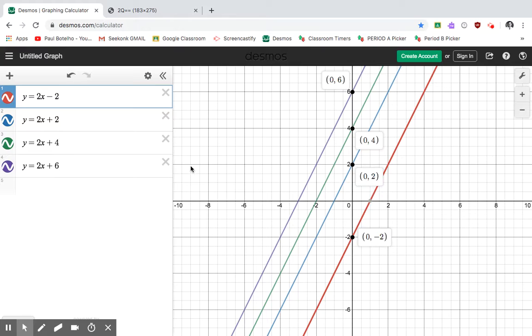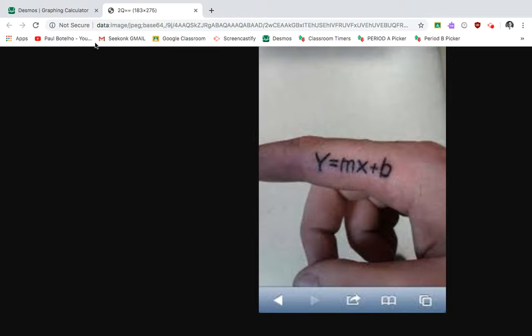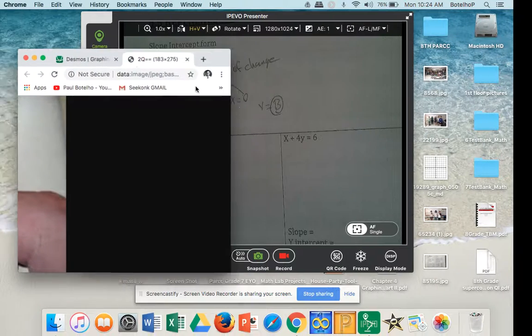What's another characteristic of all these lines that you could say is true? Hopefully you notice that they're parallel to each other. Why? Because the slopes are the same: 2, 2, 2, and 2, and you get parallel lines. And again, the y-intercepts change from -2 to 2 to 4 to 6. Also, slope-intercept form is so popular, I think I showed you this last week, you might want to get a tattoo of it on your finger. I recommend you do not do that.